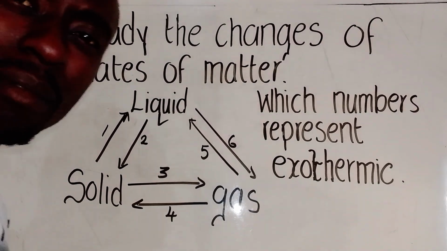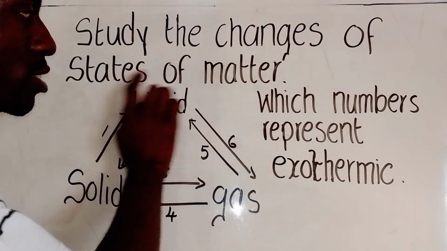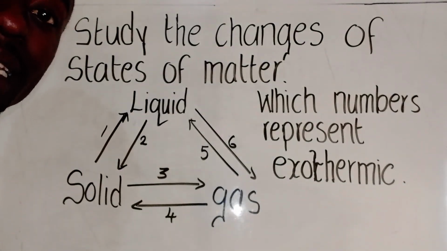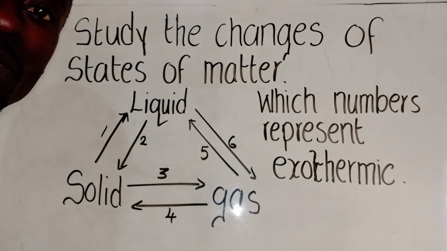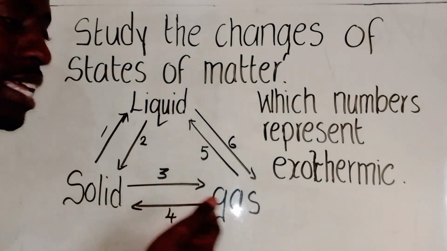So we have a chemistry question that says study the changes of states of matter. Matter is any substance which occupies a space and has mass. Now here we are given what we call the states of matter, the different forms of matter. We have liquid, solid, and a gas.